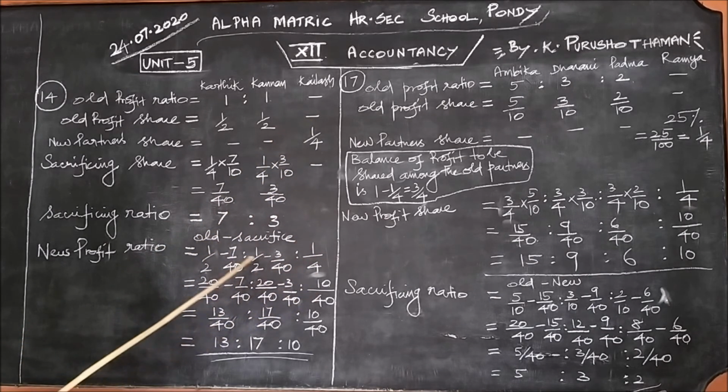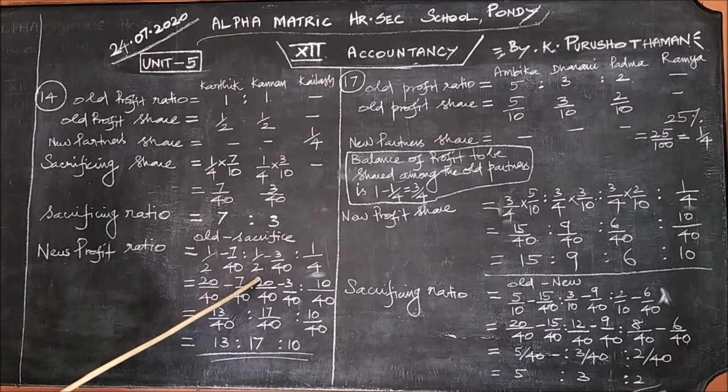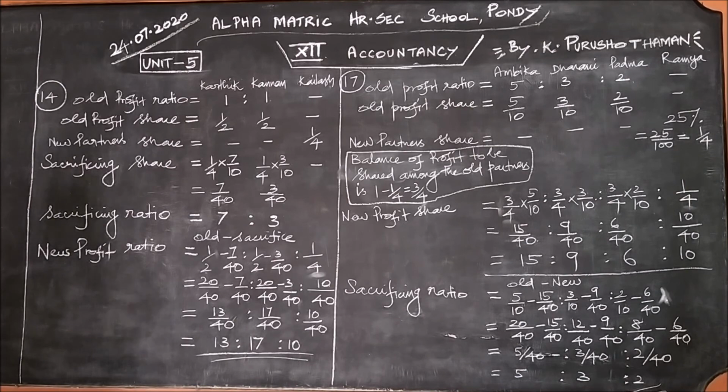That is 1/4. Now this you can multiply by 20, 20/40 minus 7/40. This multiply by 20, 20 into 2, 20 into 1. Here also you should convert into 40, so multiply by 10, 10 into 4, 10 into 1. Now all the denominators are equal, so we can attend only the numerator. 20 minus 7, 13, 20 minus 3, 17, 10. Therefore 13 is to 17 is to 10. This is the new profit ratio.